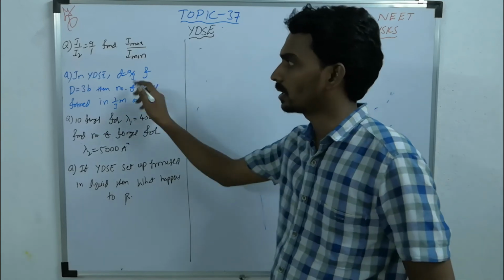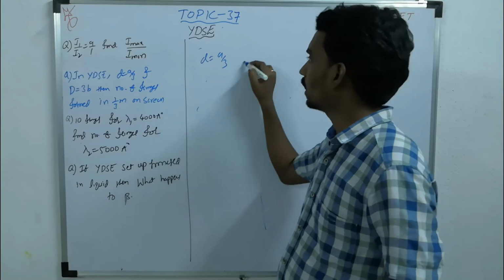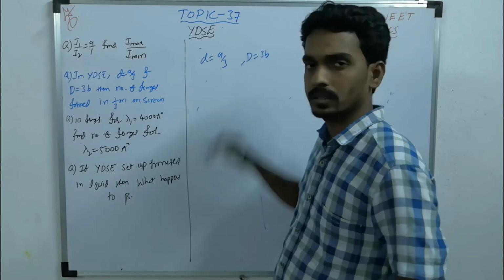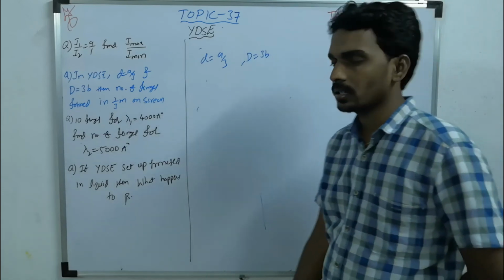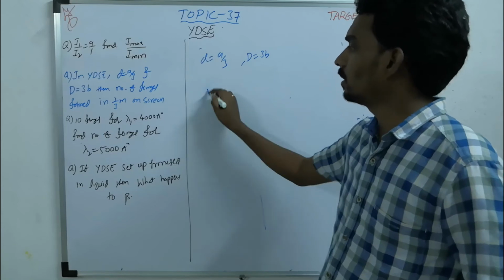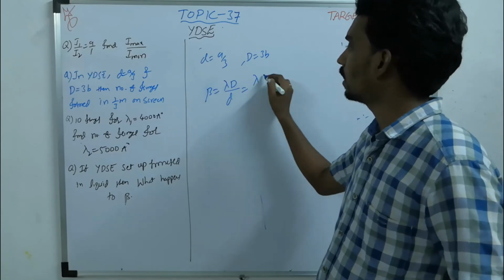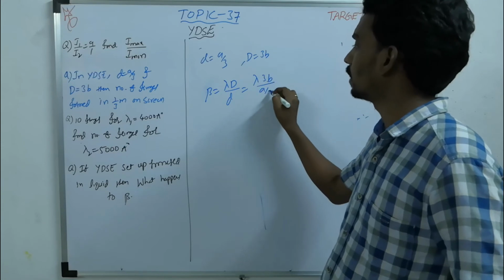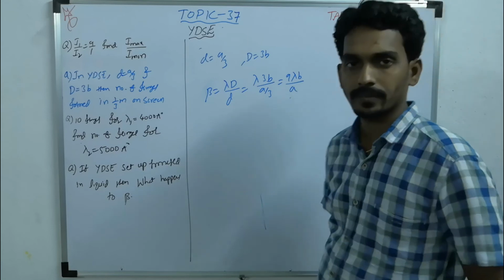In Young's double slit experiment, d is a by 3 and capital D is 3b. Find the number of fringes formed in 1 by 3 meter on the screen. So here the fringe width equals lambda D by d, so lambda times 3b by a by 3, so 9 lambda b by a.